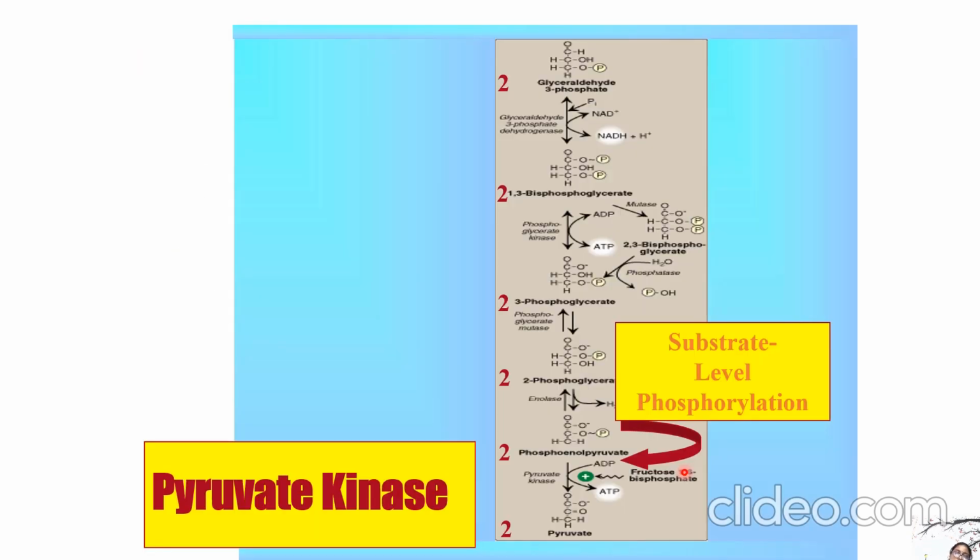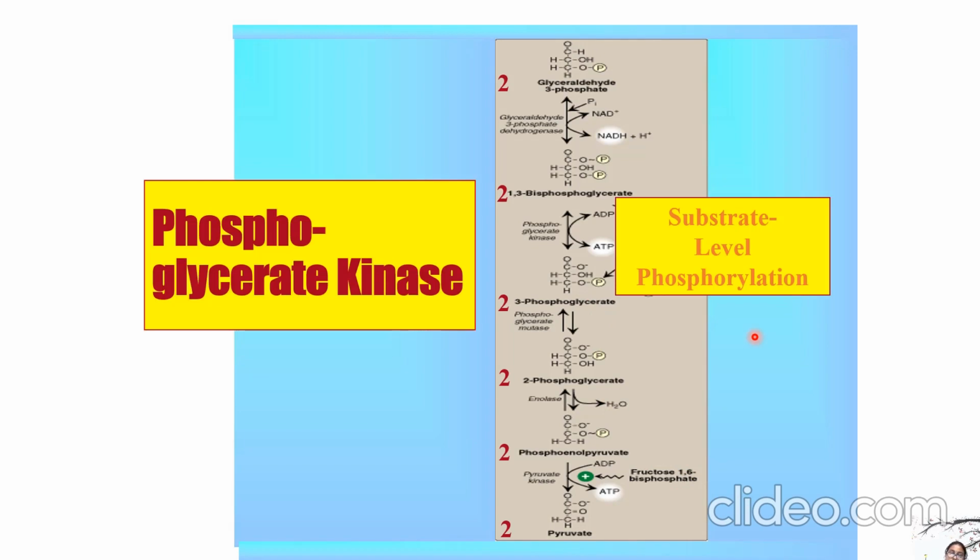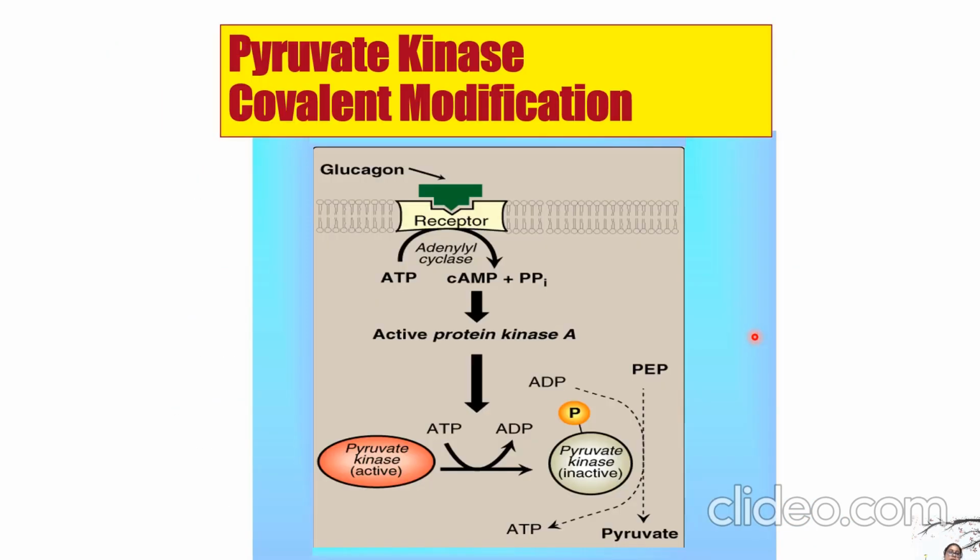So see, these two steps are substrate level phosphorylation. Now, in this case, there is a covalent modification that can happen in pyruvate kinase.